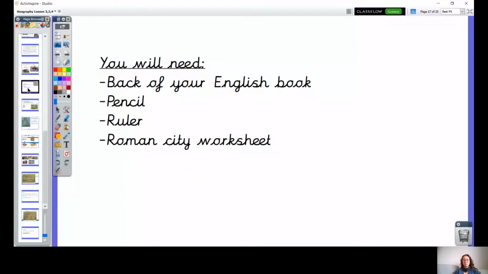Welcome Year 3 to another geography lesson. Last lesson we were looking at Celtic settlements, weren't we? This lesson we're going to be looking at Roman settlements.